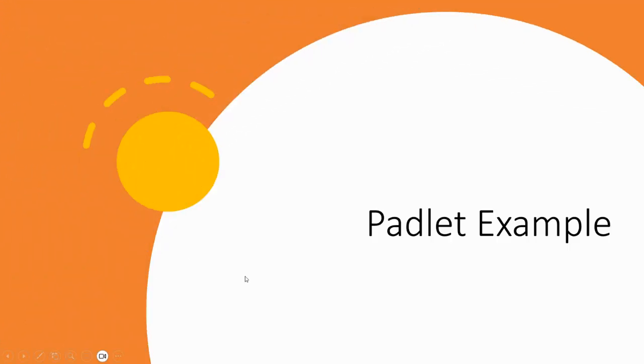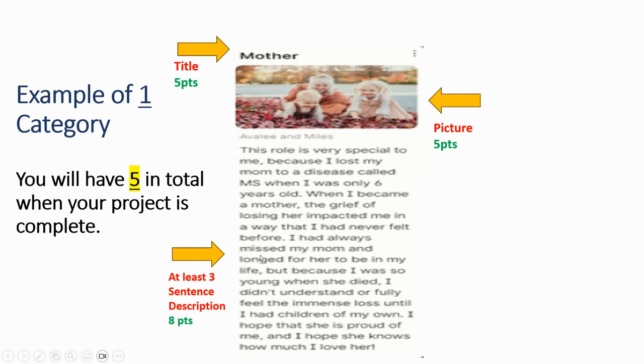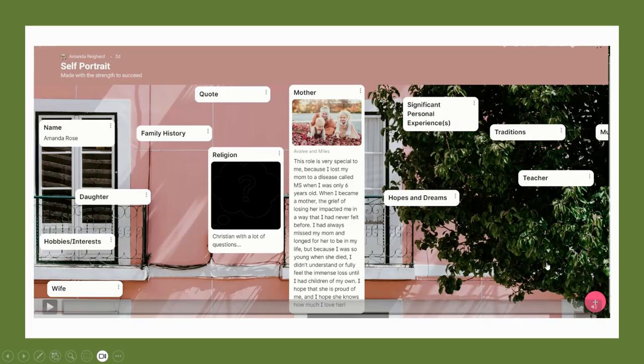So I included a Padlet example. For this category, I showed an example of Miss Riegard as a mother. Since this is part of her identity, her title is labeled Mother. That's worth 5 points. Then Mrs. Riegard posted a picture with her children. That's worth 5 points. Then she gave a 3-sentence description talking about how motherhood has impacted her identity. You will have a total of 5 categories like this when your project is complete. This is an example of a Padlet.